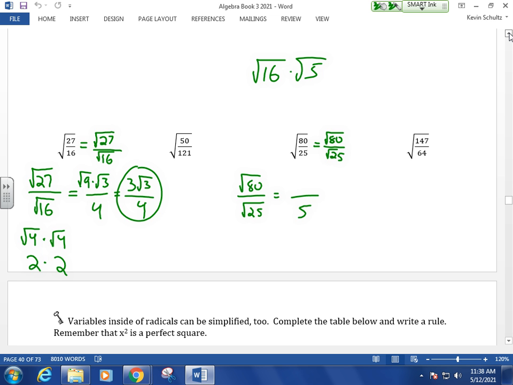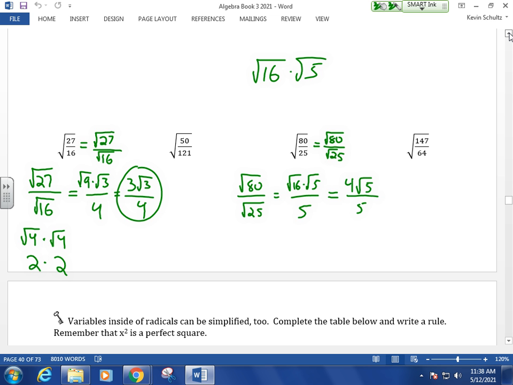The other option for 80 would be root 4 times root 20, but you look at that 20 and you think, oh, 4 times 5, so I can simplify that further. That means that 4 is not the largest perfect square. So 16 and 5 is the option that we want to use here. So root 16 times root 5. Root 16 is our perfect square. That gives us 4 root 5 over 5.